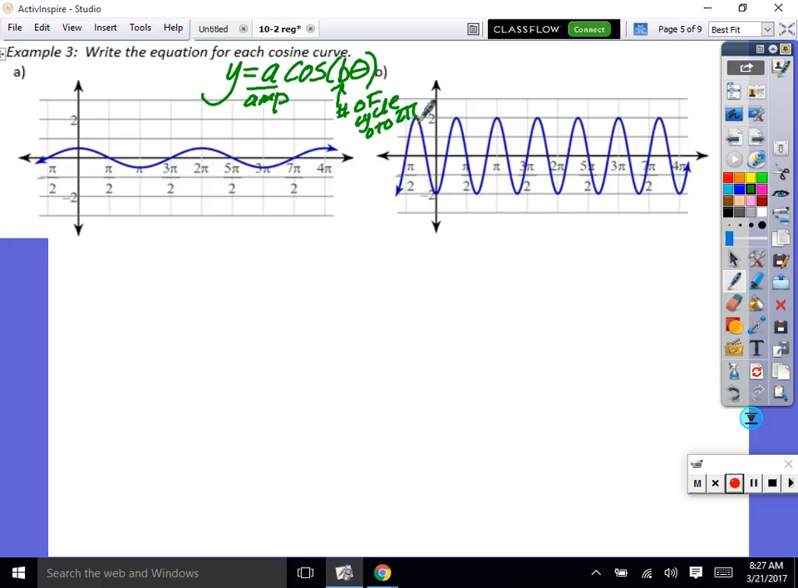Here we go. So for this one, our amplitude is up a half, isn't it? So we'd say y is equal to 1/2 cosine. Now, let's see. We can see 2 pi, so let's count. Since that's the easiest way, if you can see 2 pi.